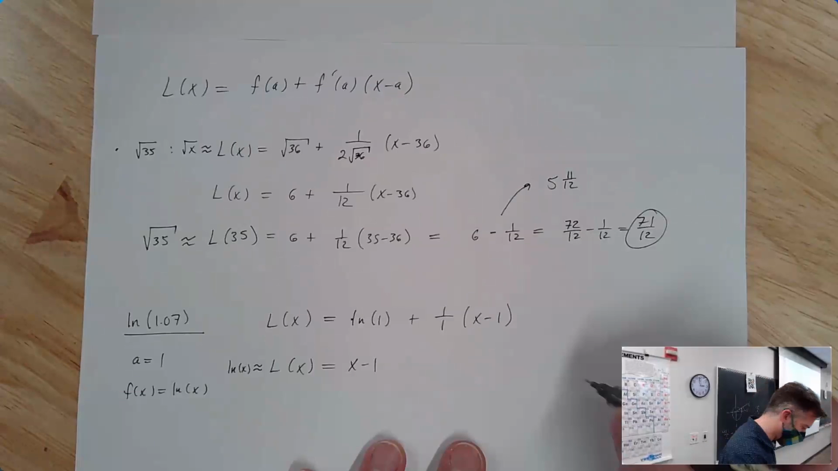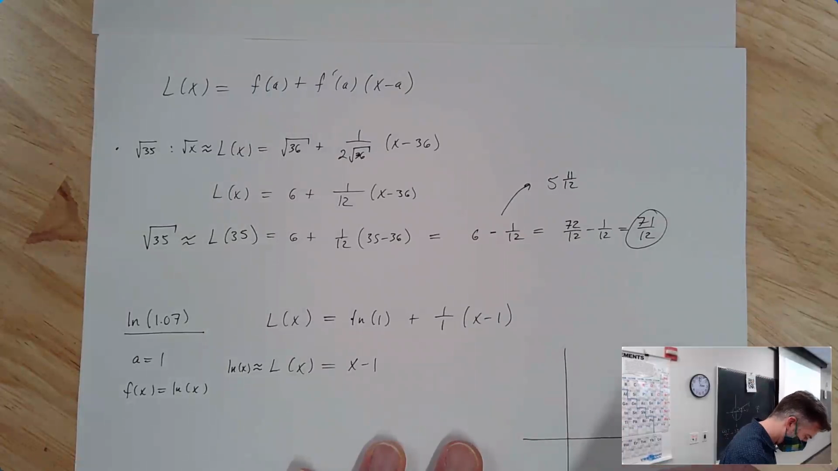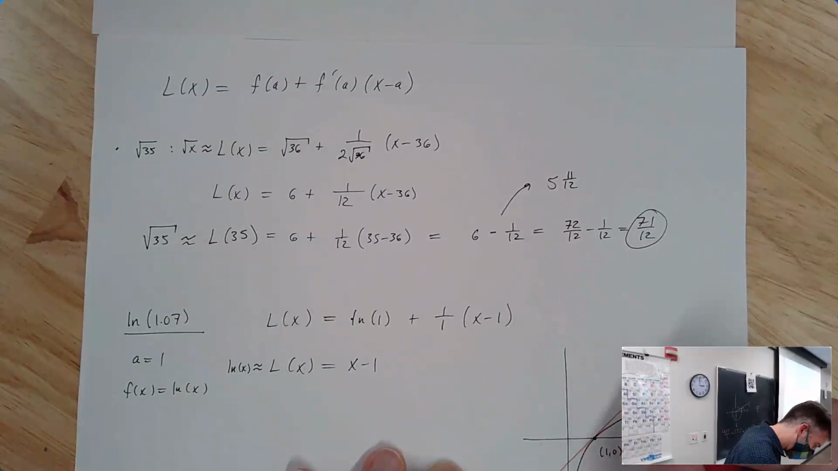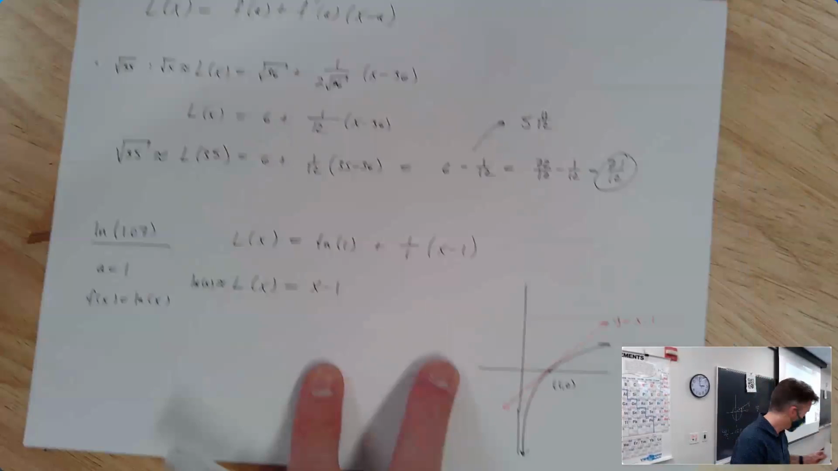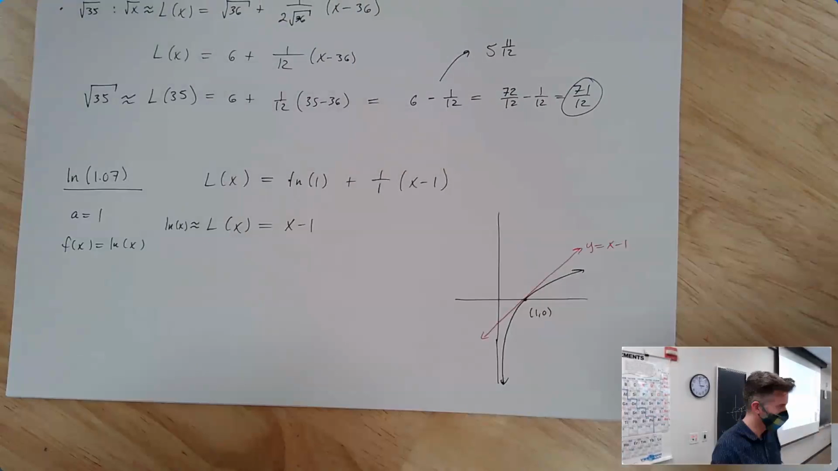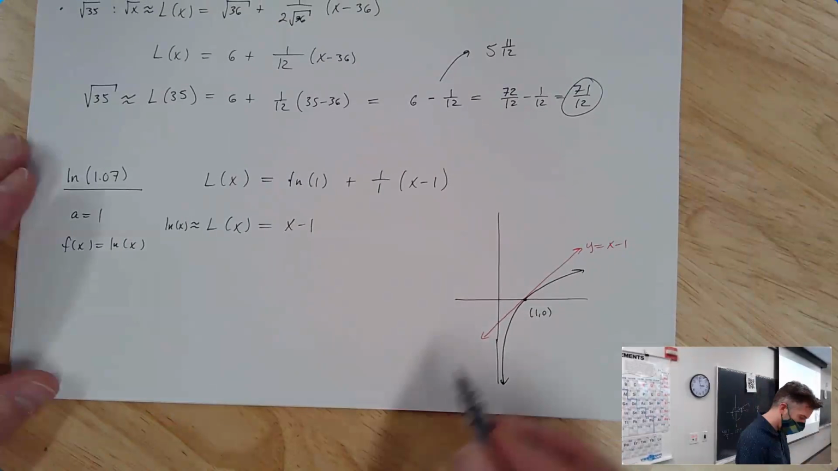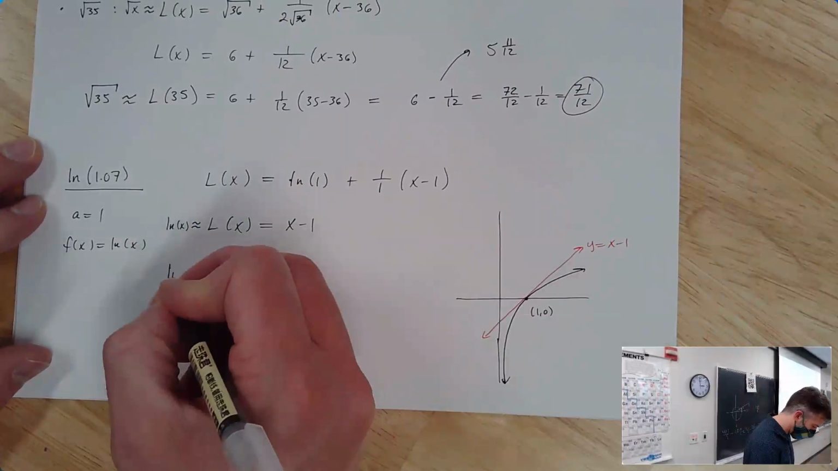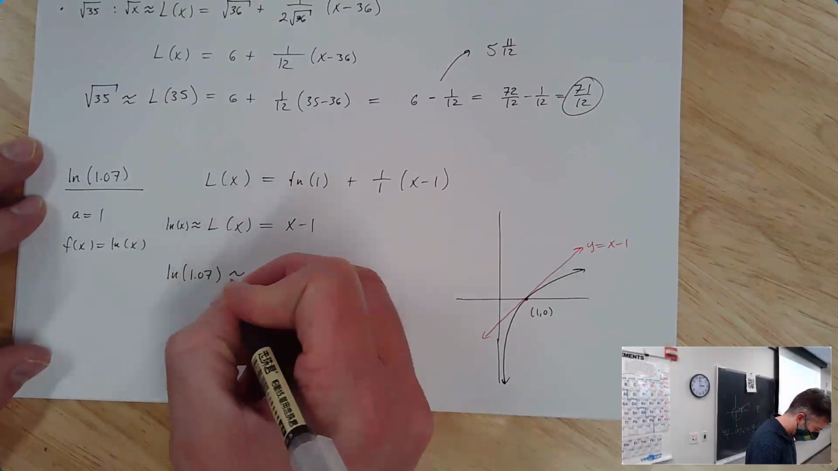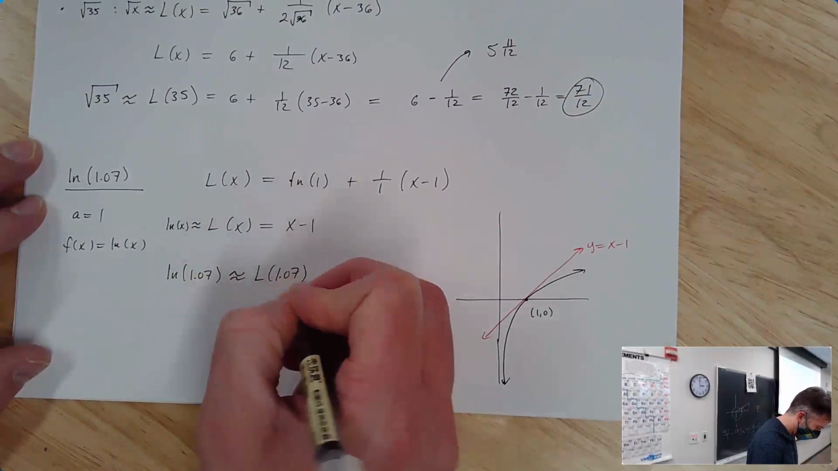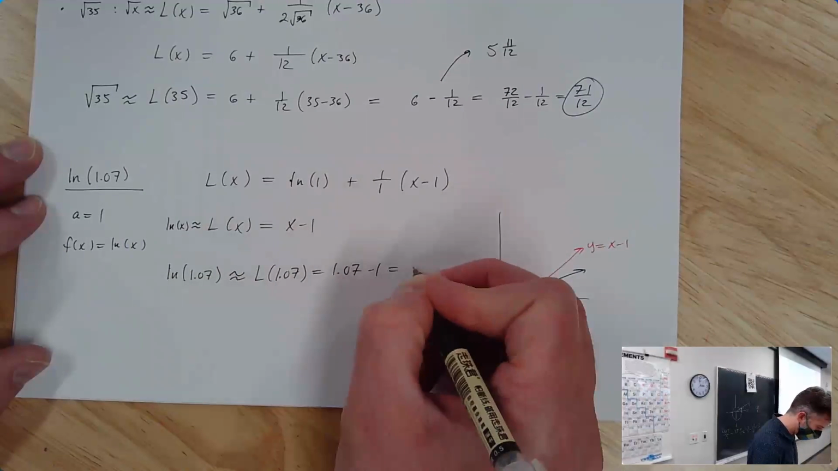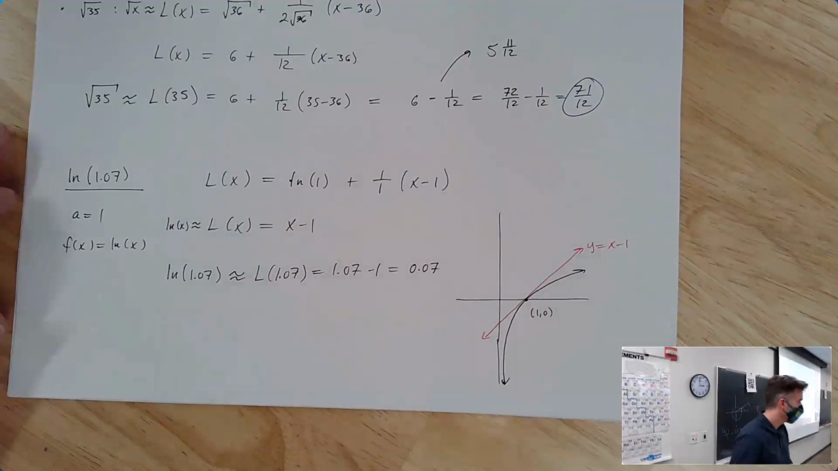Which, if you think about the graphs, makes sense. Here's the graph of the natural log of x at the point (1, 0), and the graph y equals x minus 1. I'm sorry, you guys really should tell me if you can't see it. I will move eventually, but let me know. So if I want to approximate the natural log of 1.07, it's going to be the linearization at 1.07, which is just 1.07 minus 1, 0.07.